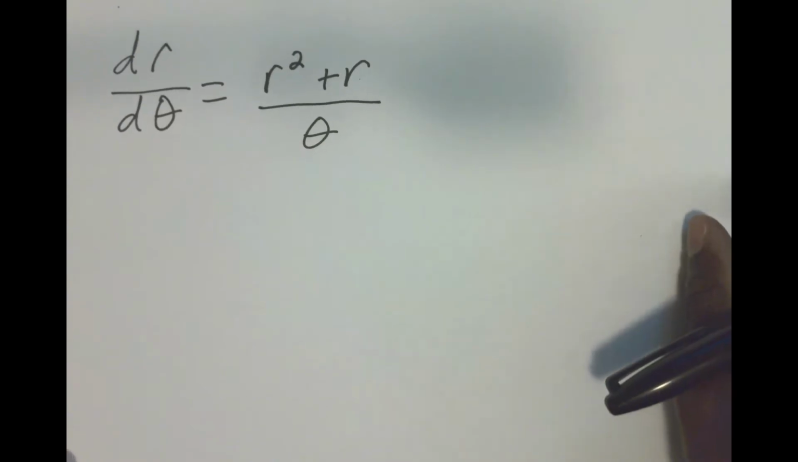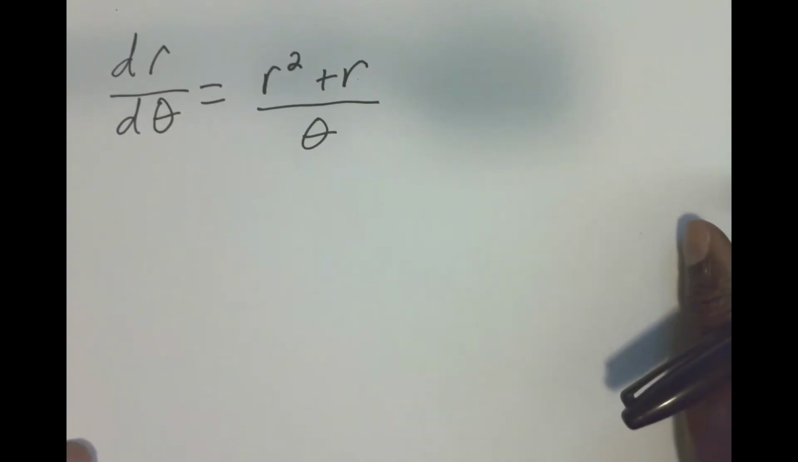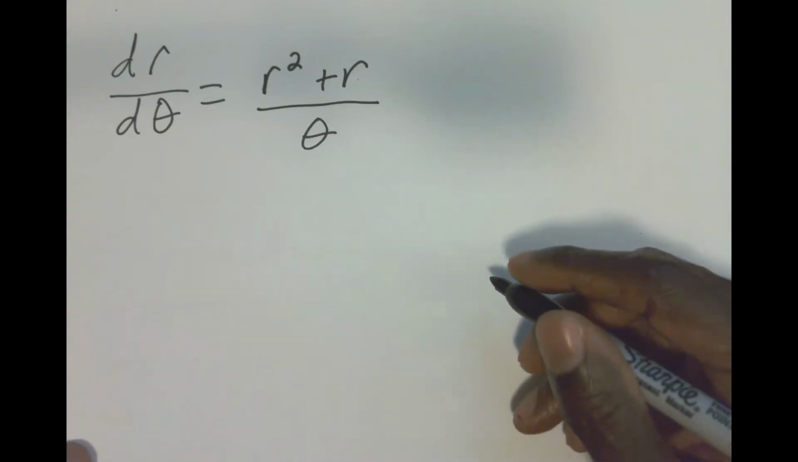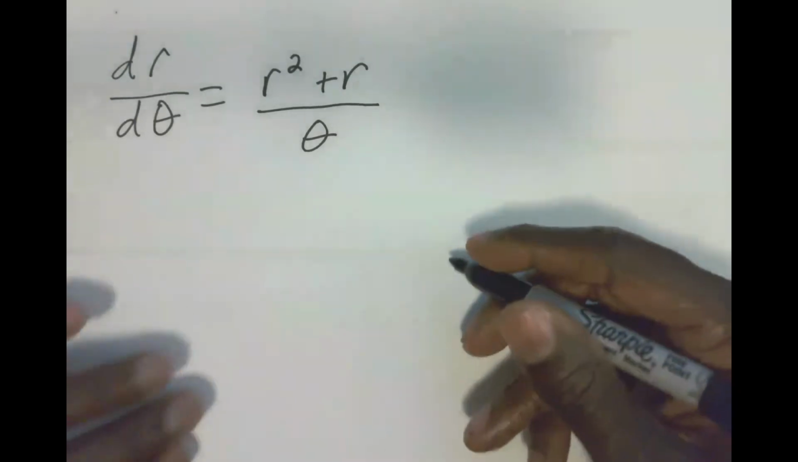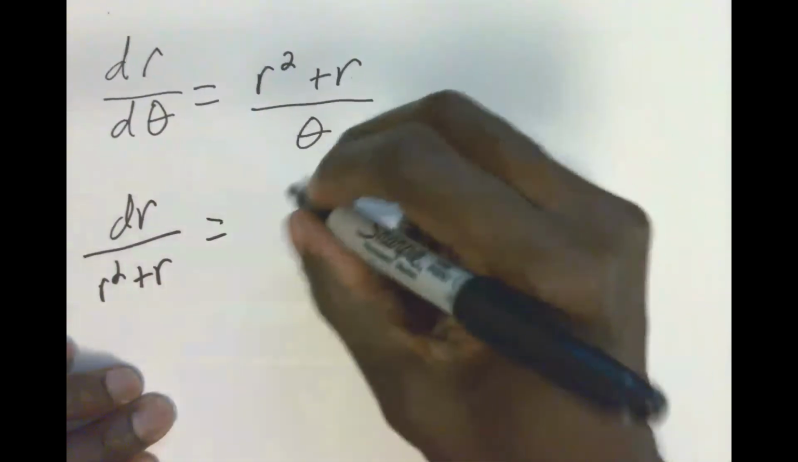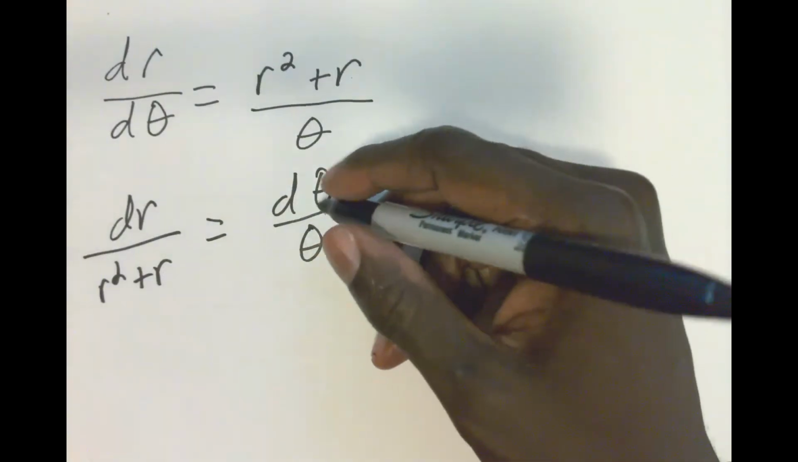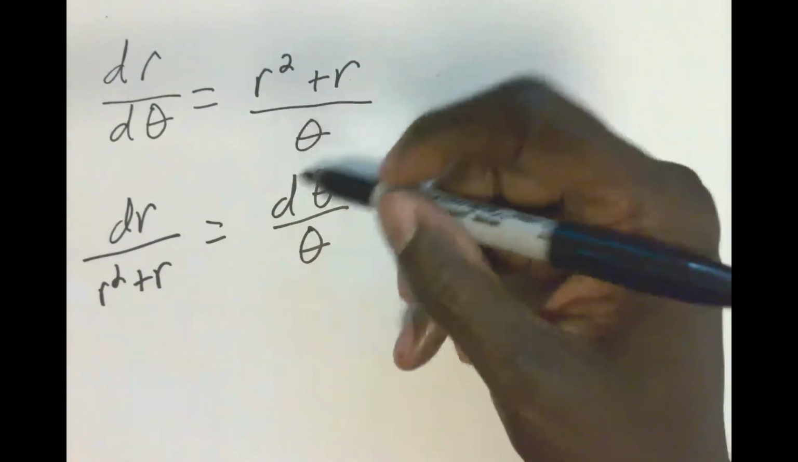So this differential equation is dr d theta equals r squared plus r over theta. So again, we're going to separate. I'm going to bring the r function over with r and d theta over with theta. And so what we'll get is dr over r squared plus r equals d theta over theta. So first we separate, then we integrate.